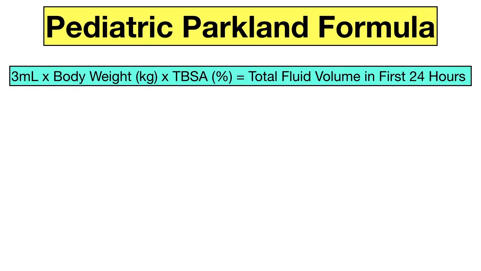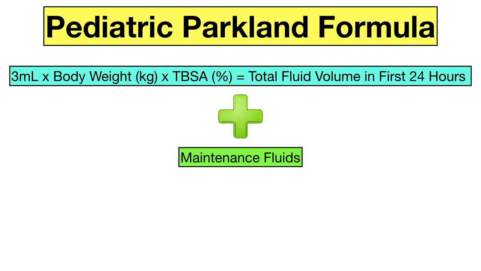Now that we know how to calculate fluids for adults, let's look at the formula for children. The formula is the same with the exception of 3 mLs instead of 4 mLs. So the formula is 3 mLs times the body weight in kilograms times the total body surface area percentage. Children should also receive maintenance fluids in addition to their calculated fluid requirements.